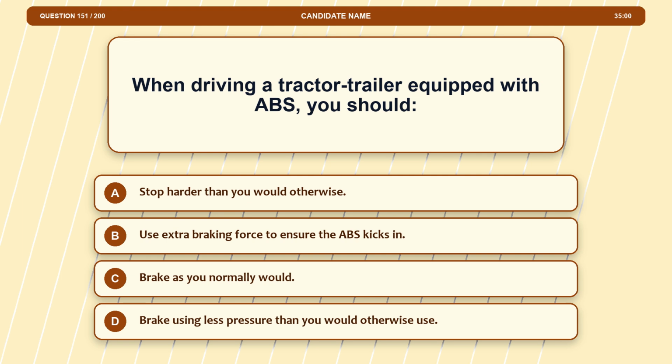Option A, stop harder than you would otherwise. Option B, use extra braking force to ensure the ABS kicks in. Option C, brake as you normally would. Option D, brake using less pressure than you would otherwise use.